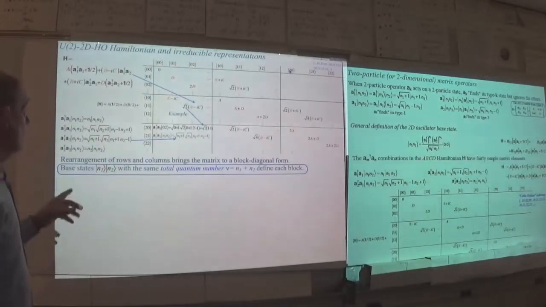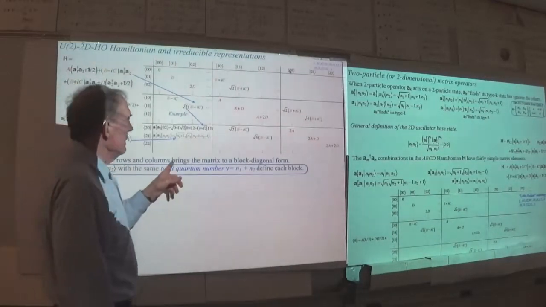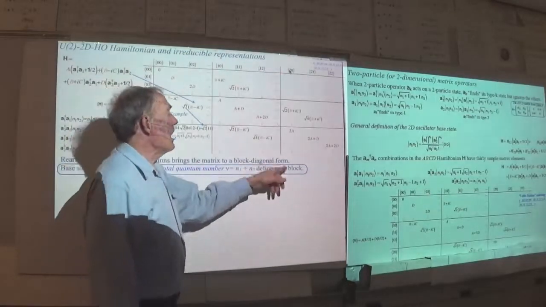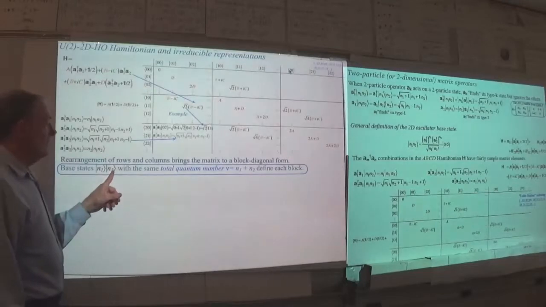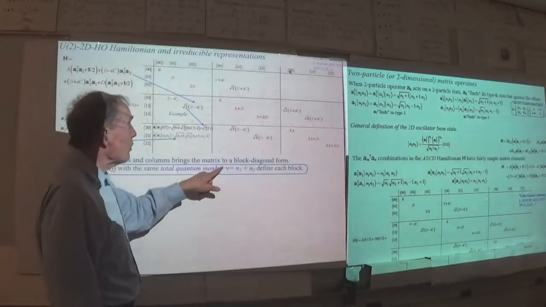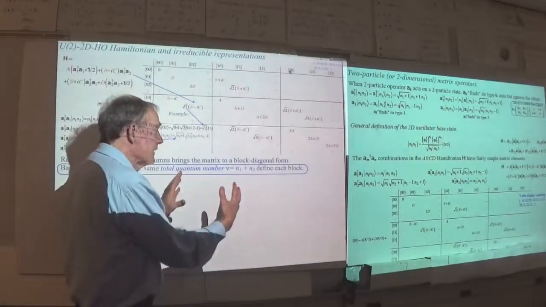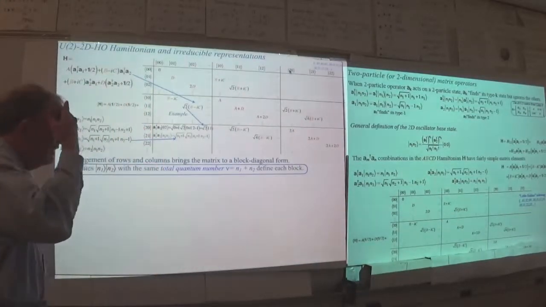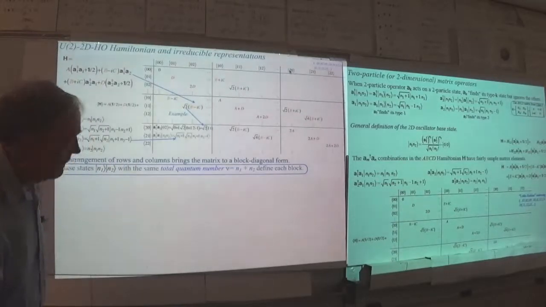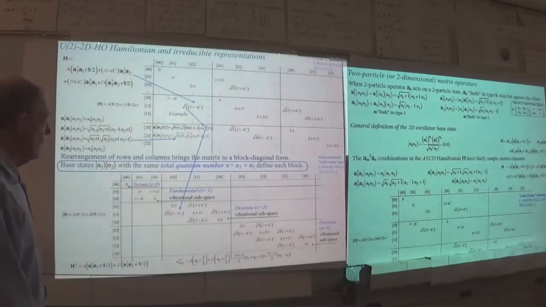Okay, but here's the rearrangement. We're going to rearrange these to a block diagonal form. We're going to get the basis states with the same total quantum number in a block. Very different from just doing the lexicographic stuff. We're going to make a smarter arrangement here.